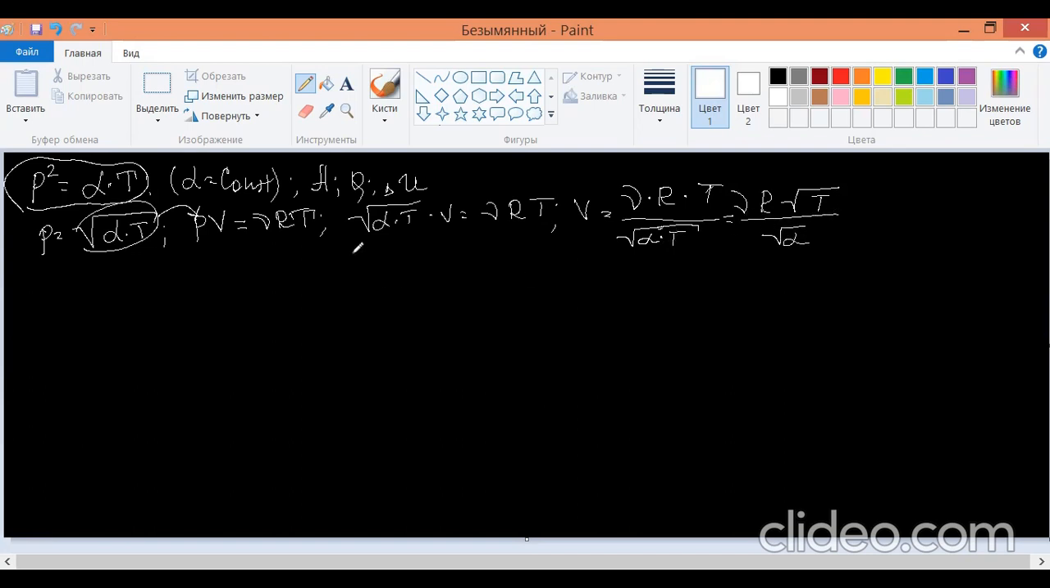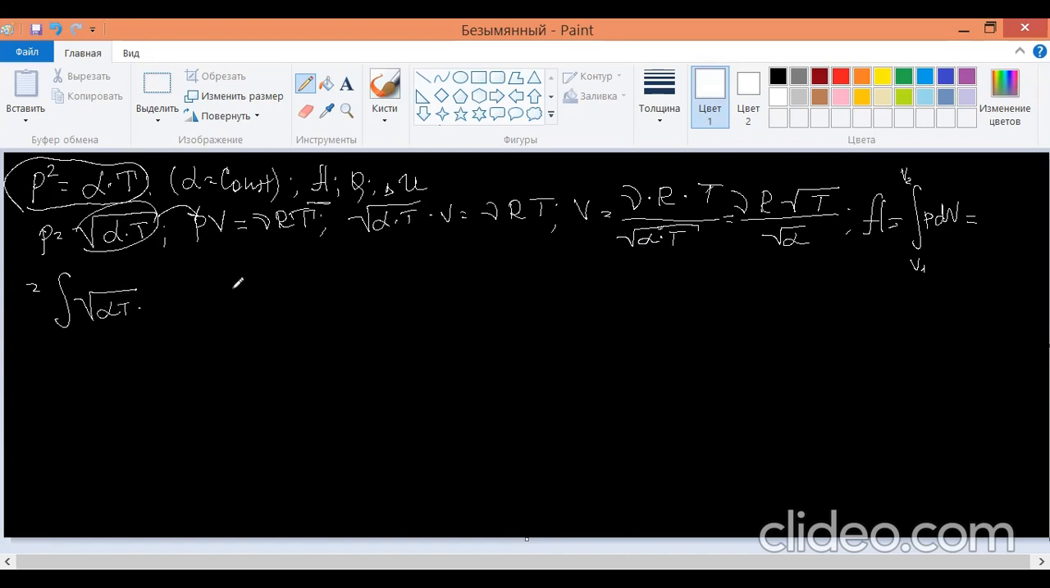So traditionally, let's start from deriving the formula for work A, which can be calculated with the help of this integral, integral from V sub 1 to V sub 2 of P dV. Okay, and now we can plug the square root of alpha times T instead of P in this integral.